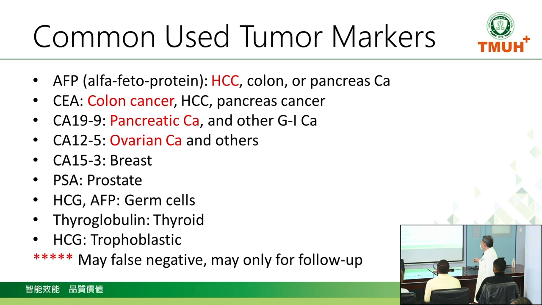CA-153: breast. PSA: prostate. HCG: germ cell tumors. Thyroglobulin: thyroid. HCG also for trophoblastic disease.